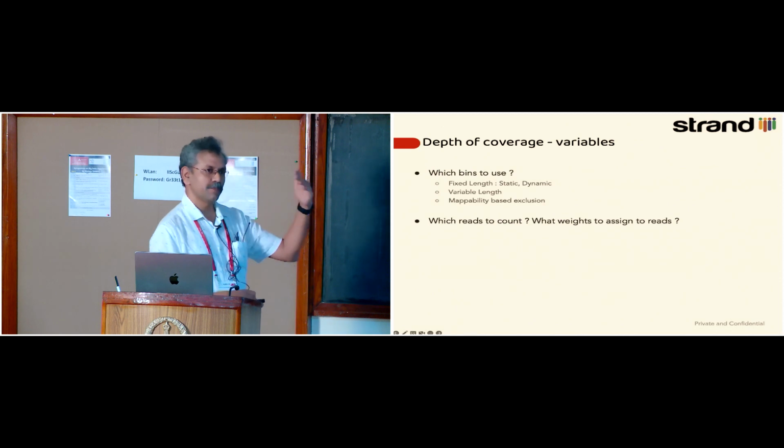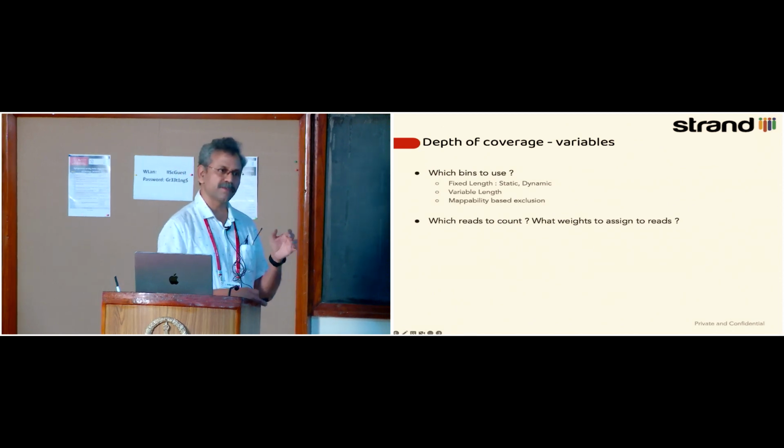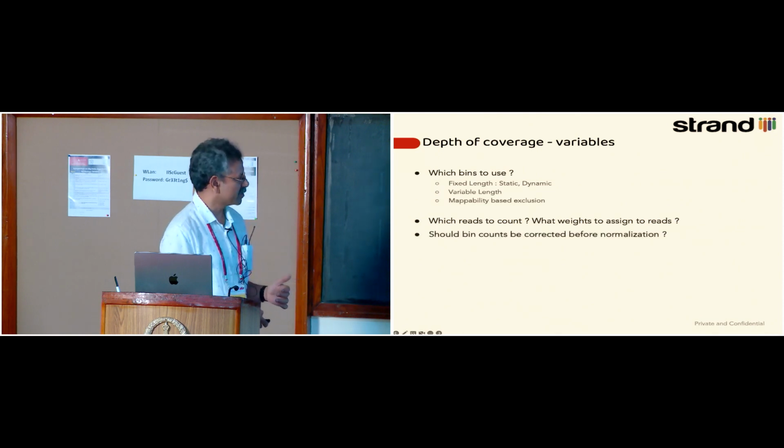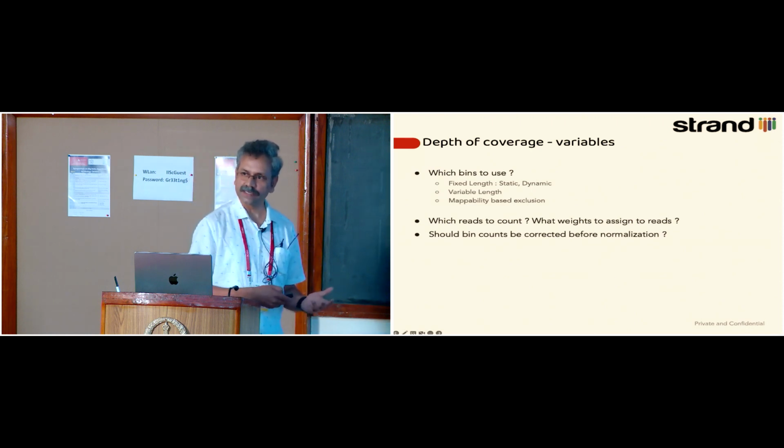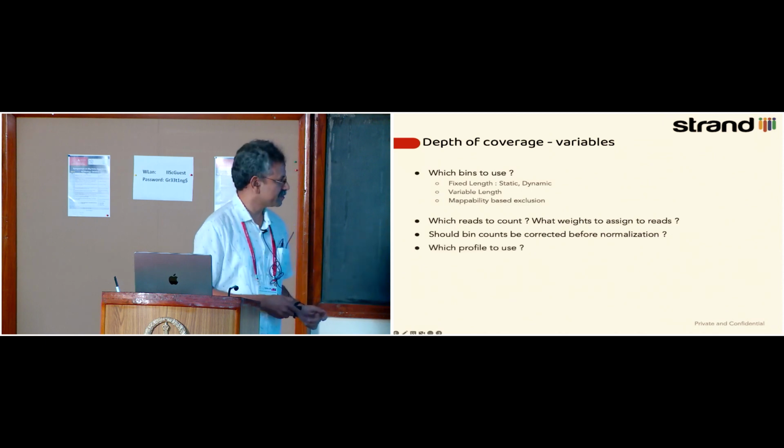And then after you have mapped the reads to the bin, should I treat all reads the same? Some of the reads might have mapped with very poor confidence. Should I weigh them separately? All of those come in. And then should I just start with the normalized counts, or should I do some additional correction? And I'll get into that in the next slide.